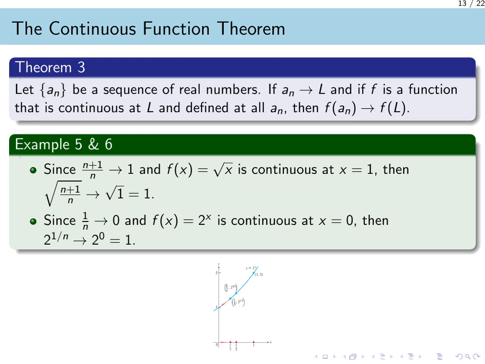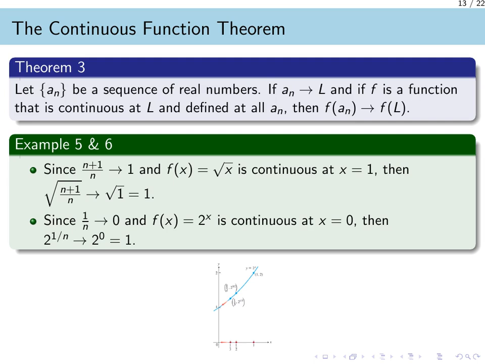Let us look at the first example. We know that the sequence given by the quantity n plus 1 all over n converges to 1. Since the square root function is continuous at x equals 1, the theorem tells us that the square root of our sequence converges to the square root of 1, which is just 1.